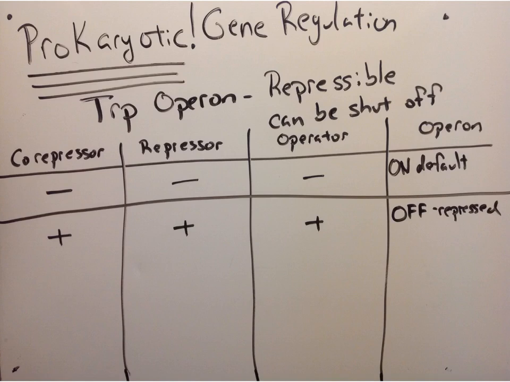And if there's an abundance of tryptophan, the co-repressor binds to the repressor. When the co-repressor binds the repressor, it activates the repressor, turning it on. And when the repressor is active, it binds to the operator. Now you have a protein bound to the promoter which blocks RNA polymerase from being able to transcribe those genes. And that operon is shut off. It's repressed.